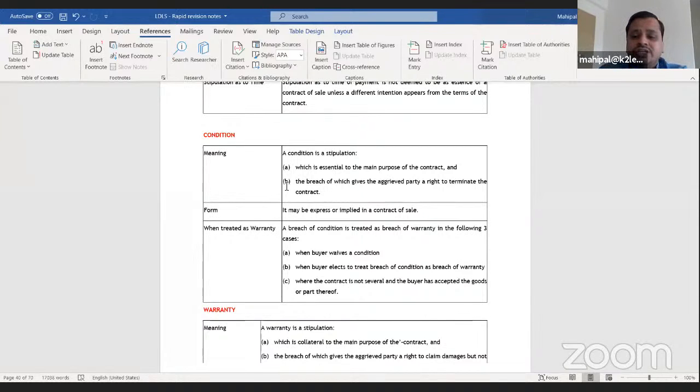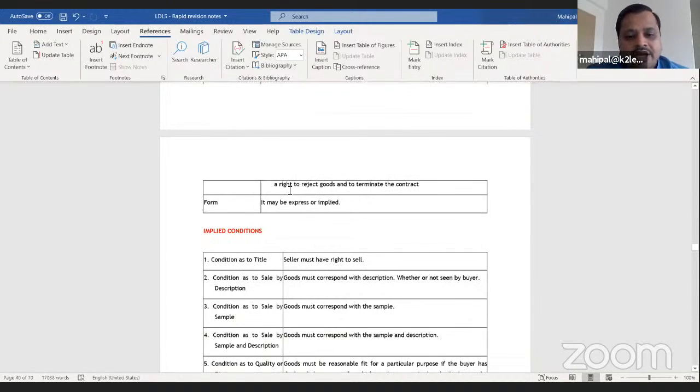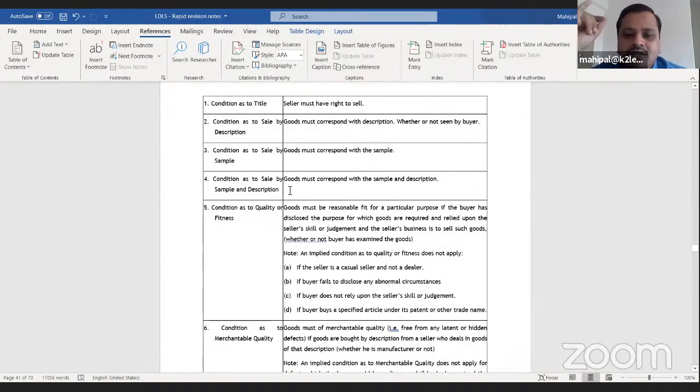Breach of warranty is treated as collateral to the breach of condition, and it gives only one right, that is to claim damages. They cannot put an end to the contract. Implied conditions are condition as to title, condition as to sale by description, sale by sample and description, quality or fitness for buyer's purpose. Again, this is important.